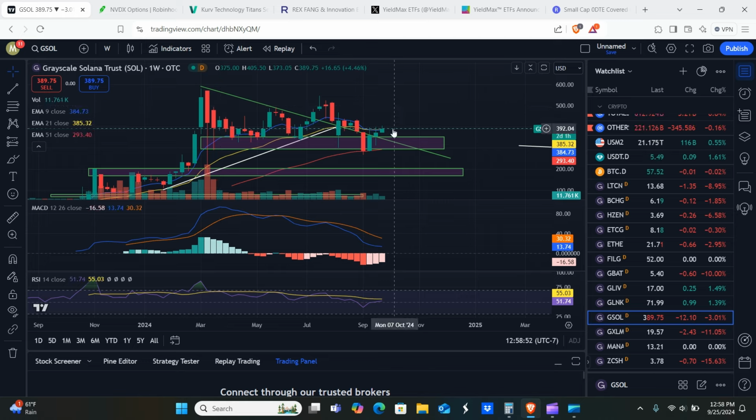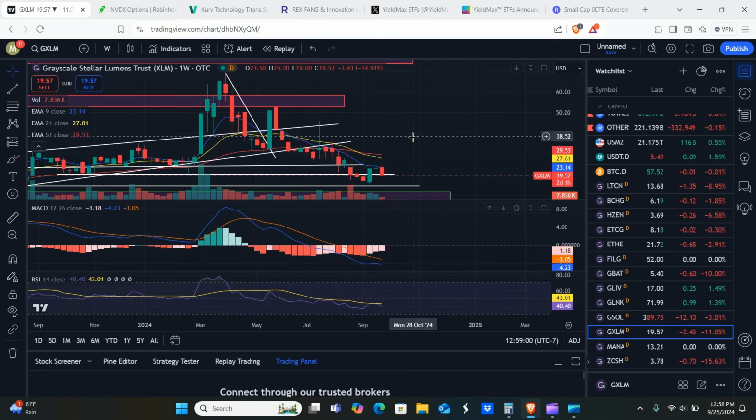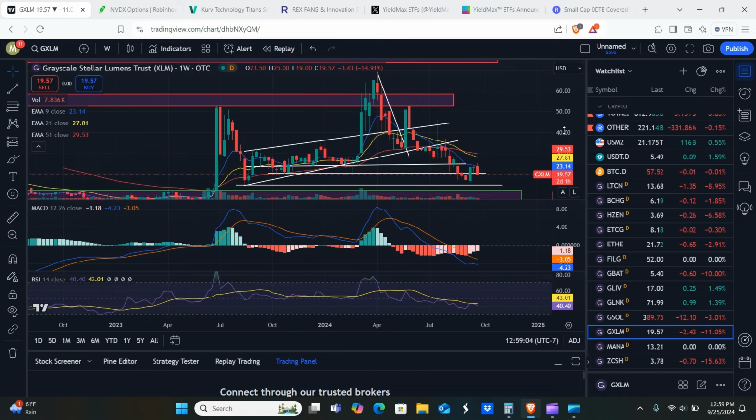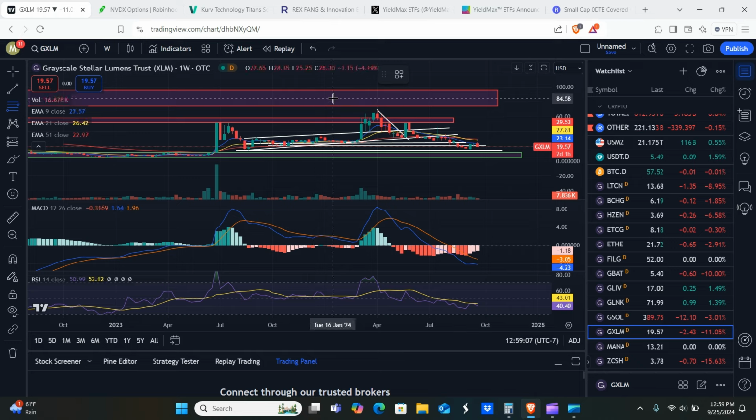There's not a lot of room here because, again, Solana is not sitting at lows like some of these. It's actually pretty elevated. So anywhere in that small area there, potential good midpoint profit targets. All right, GXLM.